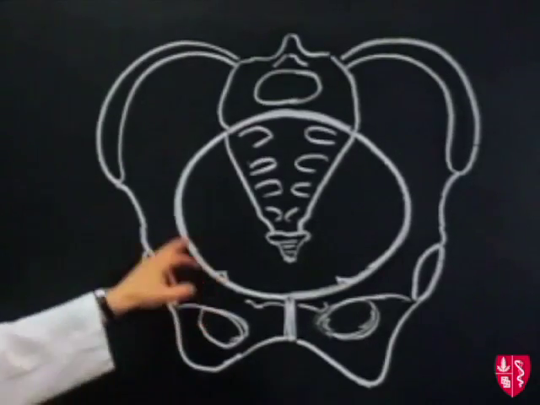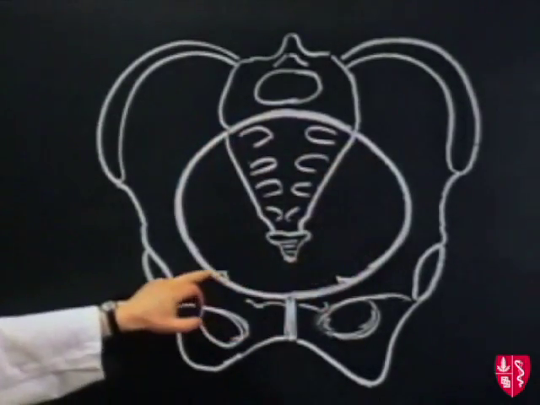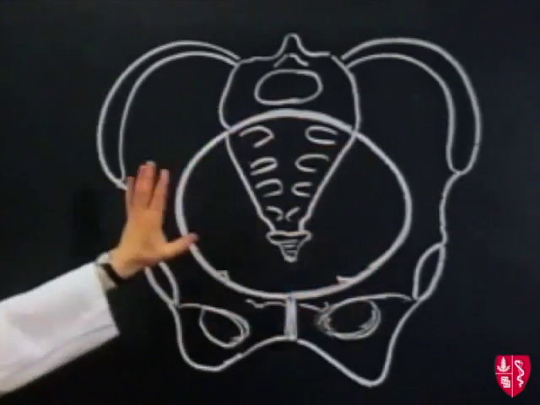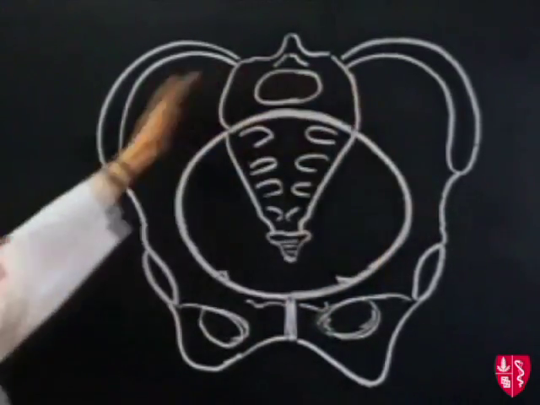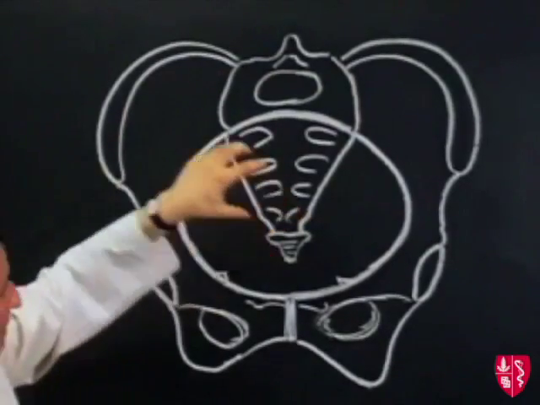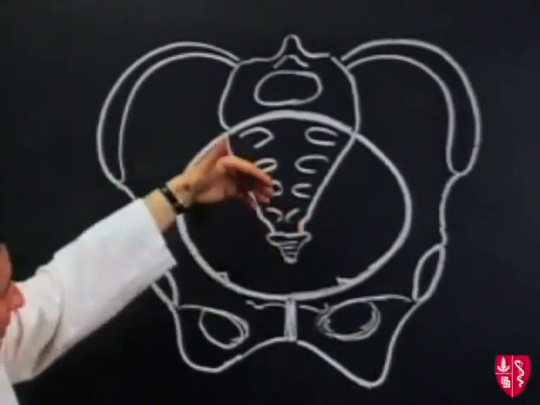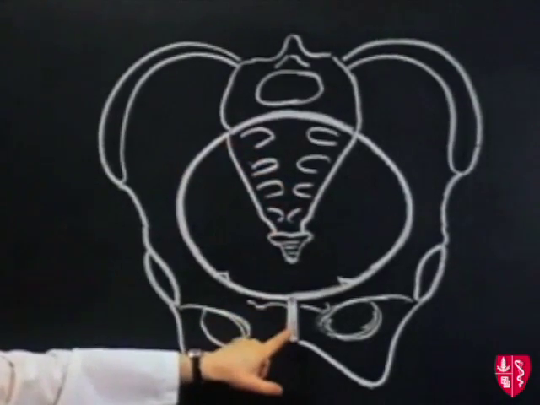So this is the inlet of the pelvis and is the line which separates the false pelvis, which is this part up here, from the true pelvis, which is down inside in front of the sacrum and behind the symphysis pubis.